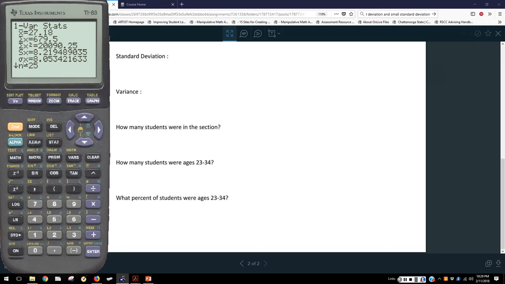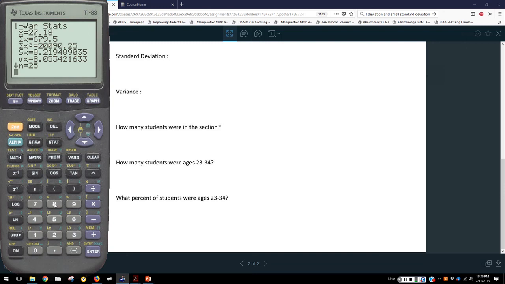This is the population standard deviation, and it has the symbol sigma. And if that was the case, then we would say mu is equal to 27.18 for the mean, and sigma is equal to 8.05 for the standard deviation. And the variance, once again, would be whichever standard deviation squared. And since we're talking about all the students in that section, we're going to presume this is a population.